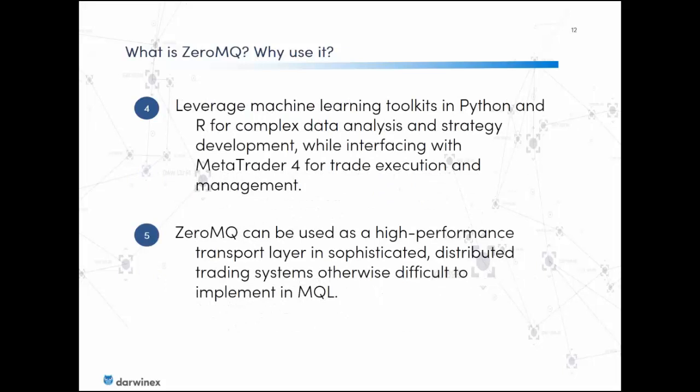ZeroMQ also, in terms of machine learning, lets you leverage machine learning toolkits in Python and R for complex data analysis. That's otherwise not possible in MQL, because MQL has no known machine learning libraries nor infrastructure to deal with machine learning. And they can leverage these toolkits in external languages like Python and R while interfacing with MetaTrader 4 for trade execution and management. And ZeroMQ can therefore be used as a high-performance transport layer in sophisticated distributed trading systems that are otherwise, as I mentioned, very difficult to implement in MQL, if at all.